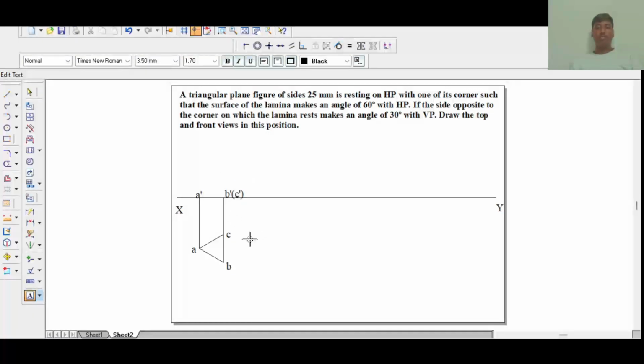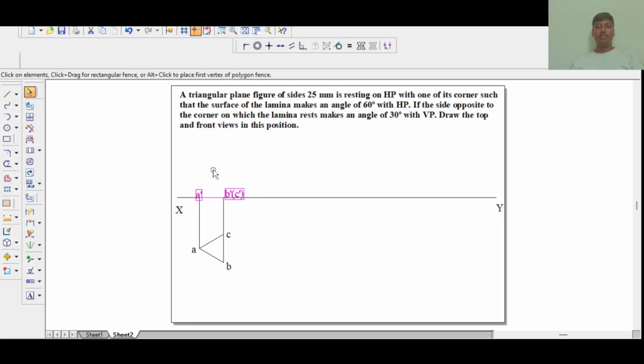As told in the last problem, whatever part is above 75% of the lamina is not visible in the top view. So C is not visible in the top view, so it is written inside the brackets. Next move it, making sure the copy option is on again, and move it to the XY line, and then select the rotate option.